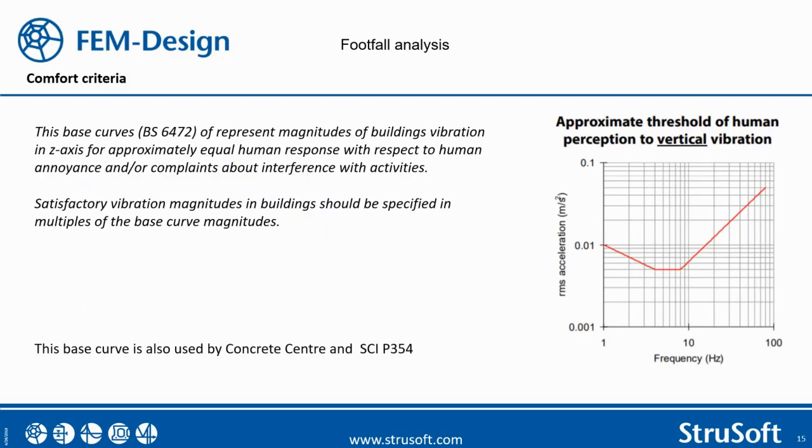These base curves represent the magnitude of building vibration in the z-axis for approximately equal human response with respect to human annoyance and/or complaints about interference with activities. Satisfactory vibration magnitudes in buildings should be specified in multiples of the base curve magnitudes. The area below the red line represents vibration which is imperceptible for most people.